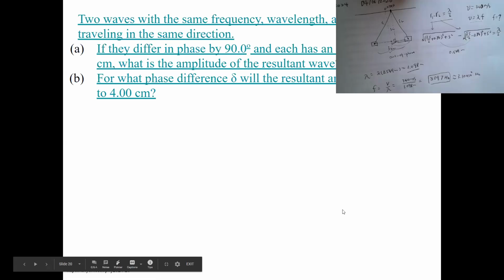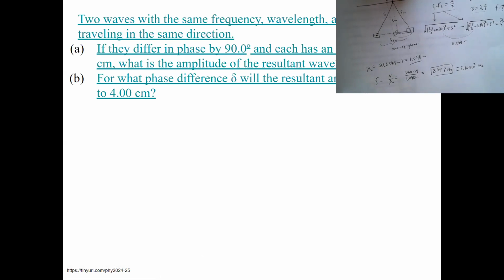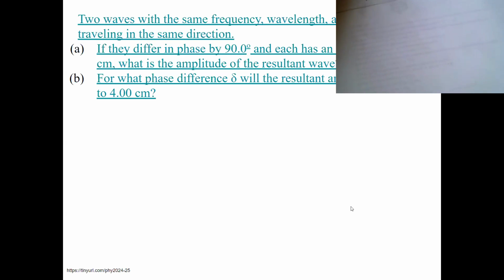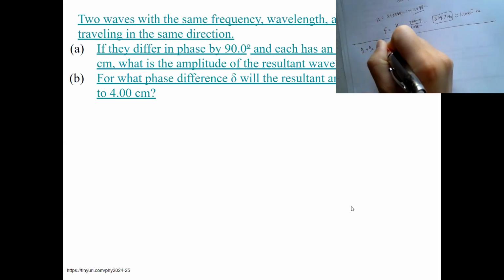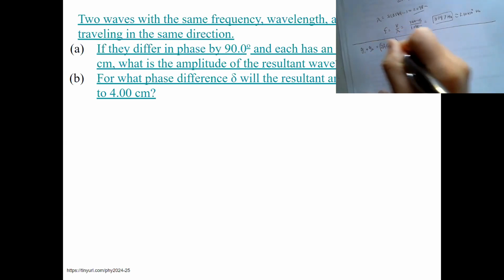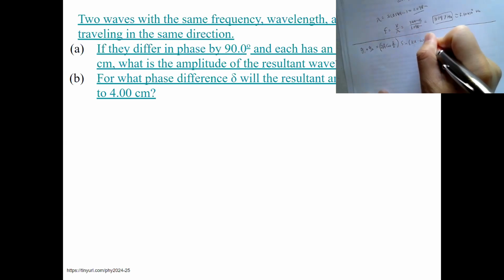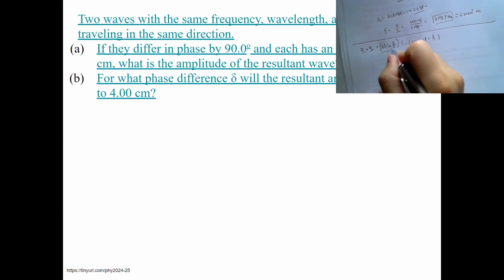Then we'll be just using what we had from the previous slide. We are going to say y1 plus y2 is equal to 2A cosine of delta divided by 2. This is the amplitude, times sine of kx minus omega t plus delta over 2. Now we are just focusing on the amplitude, so this is the new amplitude term.